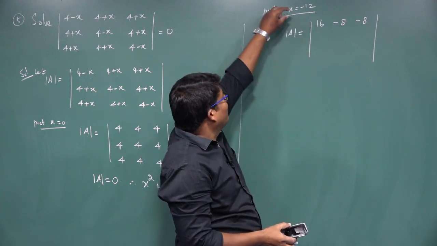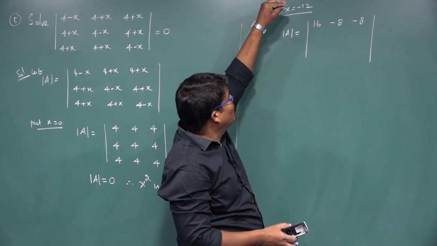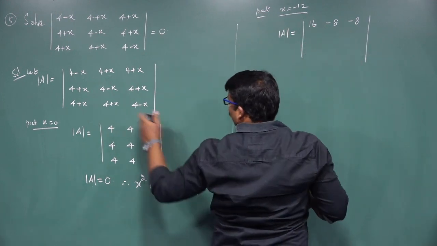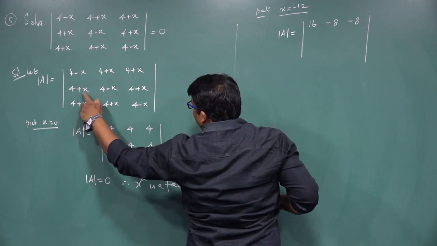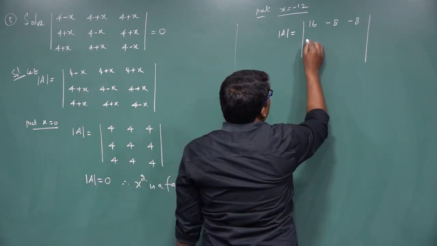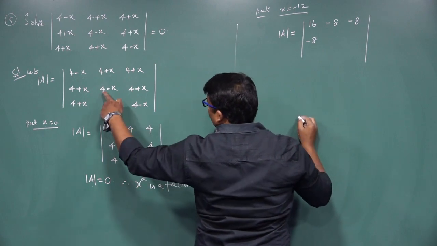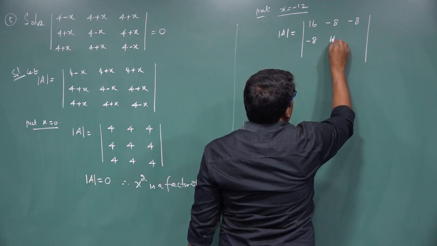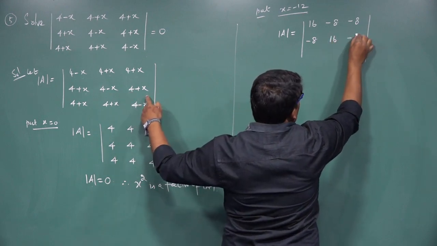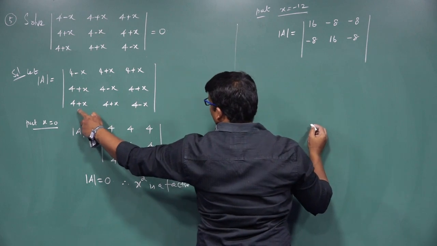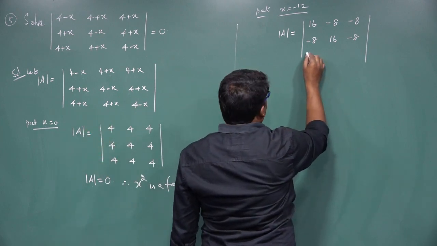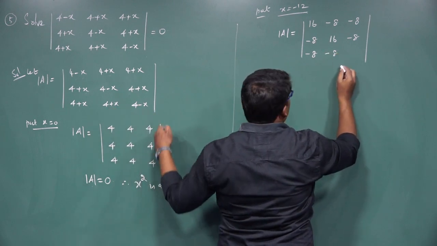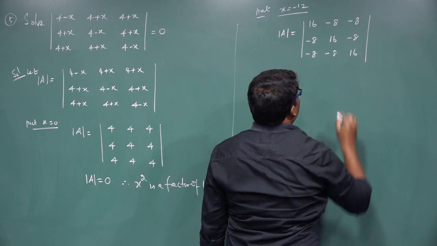Now, I am taking the value x equal to minus 12, substitute in the determinant. First row, 16, minus 8, minus 8. On the second row, 4 plus x, x value is minus 12, 4 minus 12 is minus 8. Next one, 4 minus of minus is plus, 4 plus 12, 16. Next one, minus 8. And third row, 4 plus 4 minus 12, minus 8. Next one, minus 8. 4 minus of minus plus, 4 plus 12 is 16.